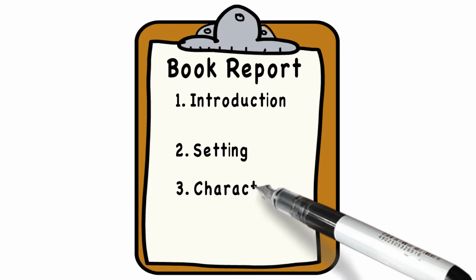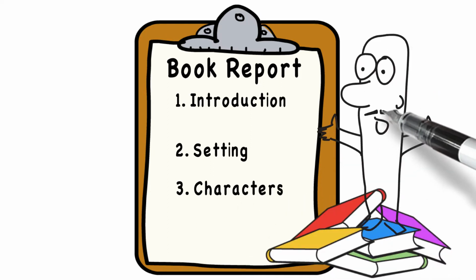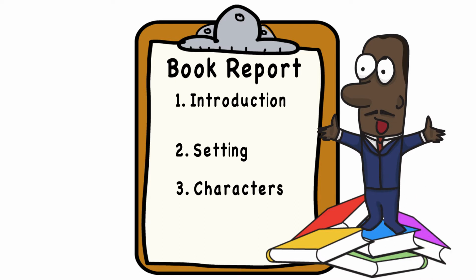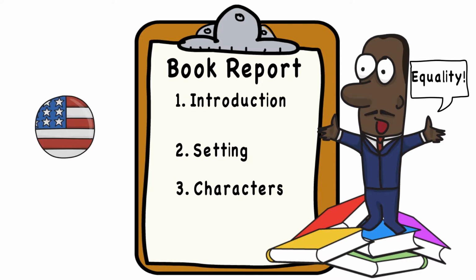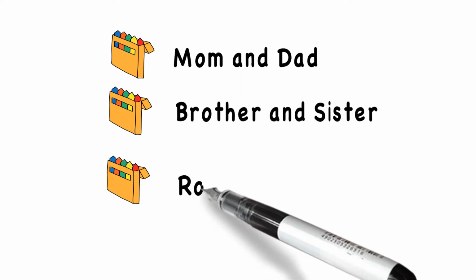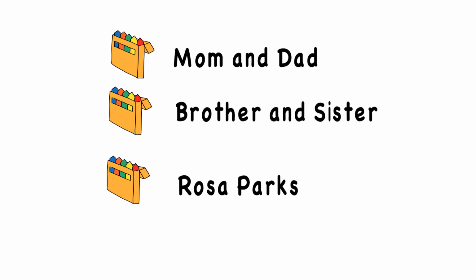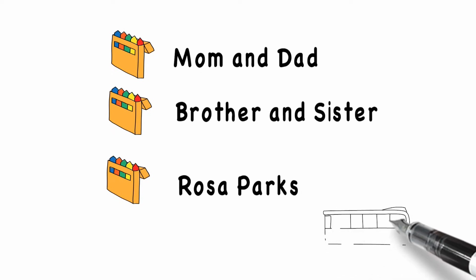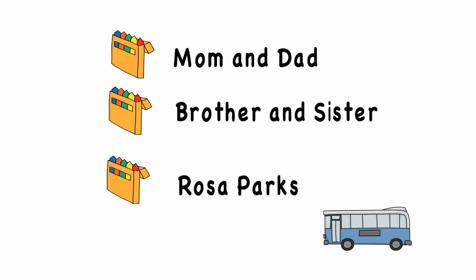So, let's talk about the characters. Like your favorite movies have stars, books have characters. Our main character is Dr. Martin Luther King. What makes him so memorable is that he spoke out for equality. He was an American civil rights leader, our hero. There were other characters too. His mom and dad, his brother and sister, and Rosa Parks. You remember her, the woman who refused to give up her seat on the bus.